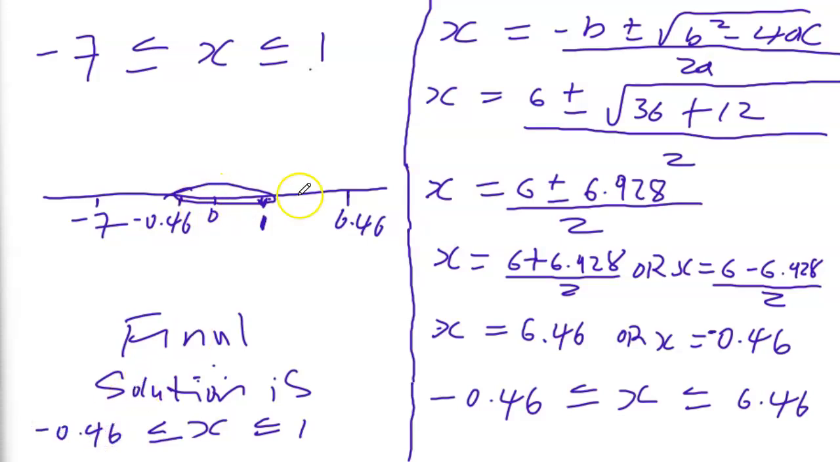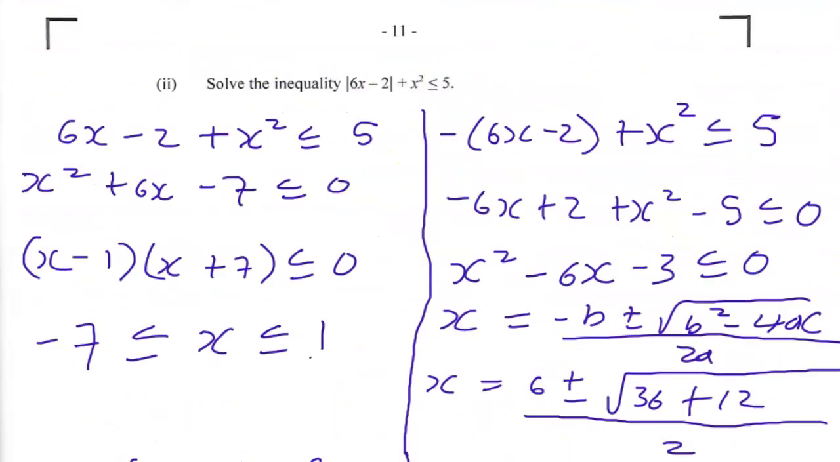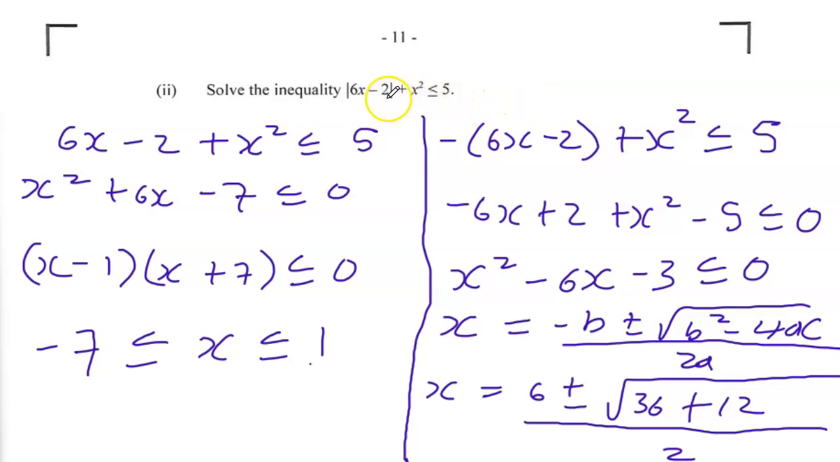And to test, you can, of course, use any values between 1 and 0.46 and 6.46, or between 1 and negative 7. You can test those in the equation and see if they work. Let's test, for example, minus 5, to see why minus 5 is not a possible solution, or even positive 5. These are not possible solutions. Let's see, if x is 5, 6 times 5 is 30, 30 minus 2 is 28, 28 plus 5 squared, is that less than positive 5? No, it's not. Let's check minus 5.